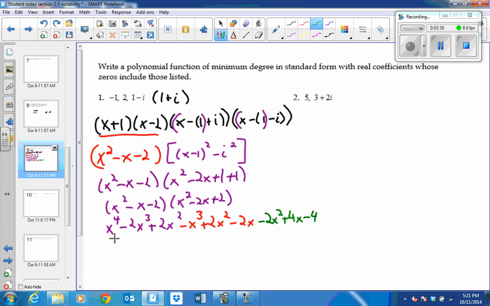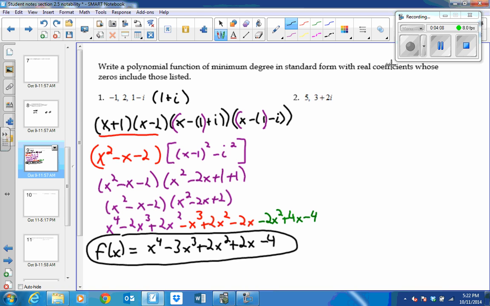Now we just need to combine all of our like terms. So we're going to get f of x equals x to the 4th. We have minus 2x to the 3rd minus x to the 3rd, so that's going to give us minus 3x to the 3rd, plus 2x squared plus 2x squared minus 2x squared, so that's going to be plus 2x squared. Now we have minus 2x plus 4x, so that's plus 2x minus 4. And that would be your final answer for this one.